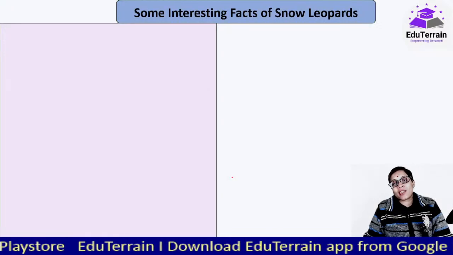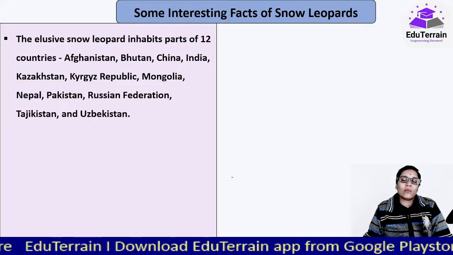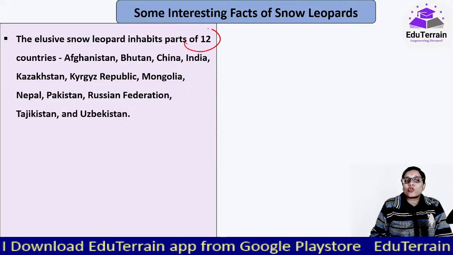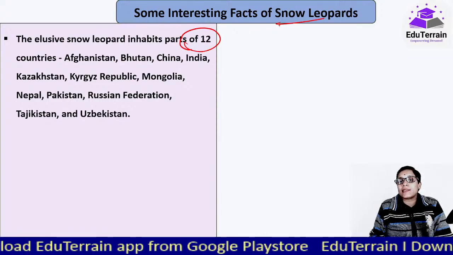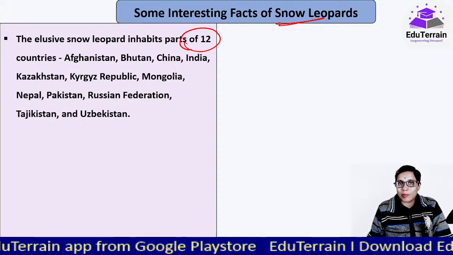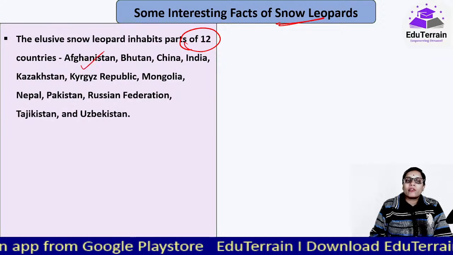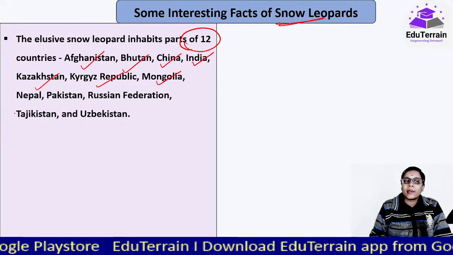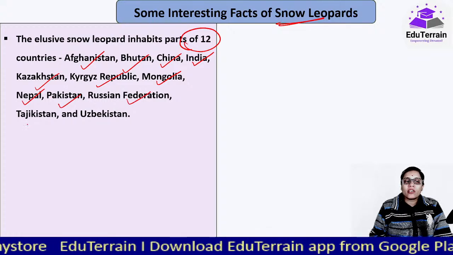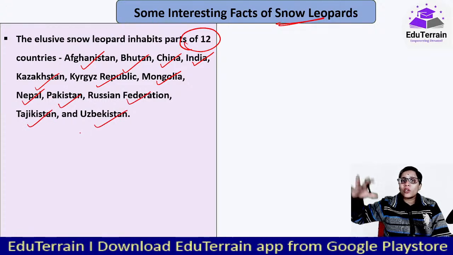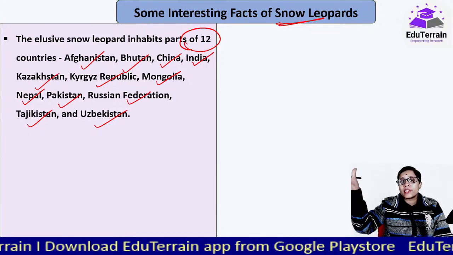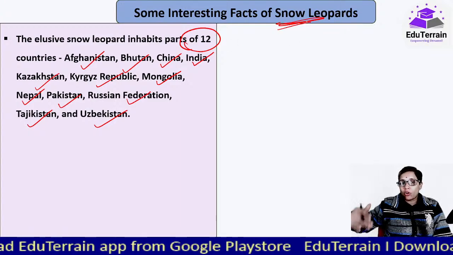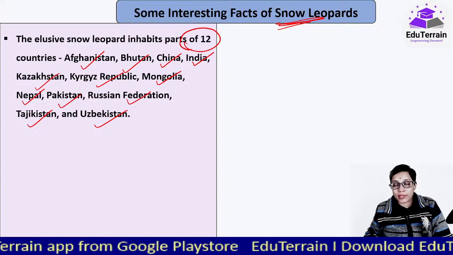Some interesting facts of snow leopards. As I've said earlier also, they are present in a very handful number of countries, and that is 12 countries in this world only that have the presence of snow leopards. That includes Afghanistan, Bhutan, China, India, Kazakhstan, Kyrgyz Republic, Mongolia, Nepal, Pakistan, Russian Federation, Tajikistan and Uzbekistan. All the Asian countries, as we move upward towards Europe, whatever Asian countries are there, in that you can find these snow leopards. North South Asia towards the upper northern side.